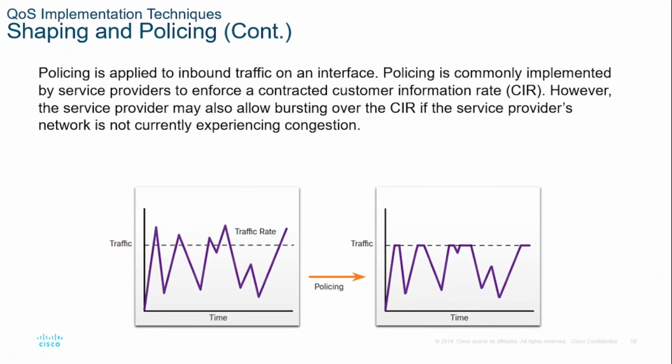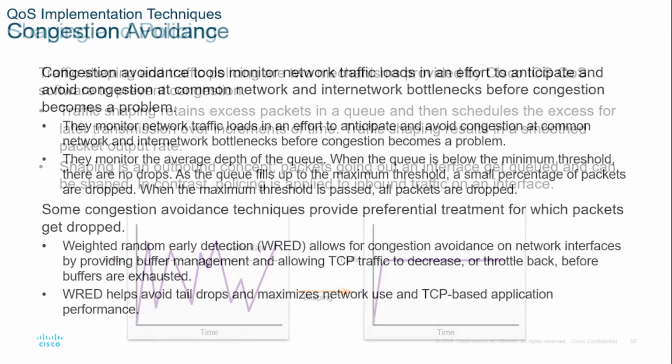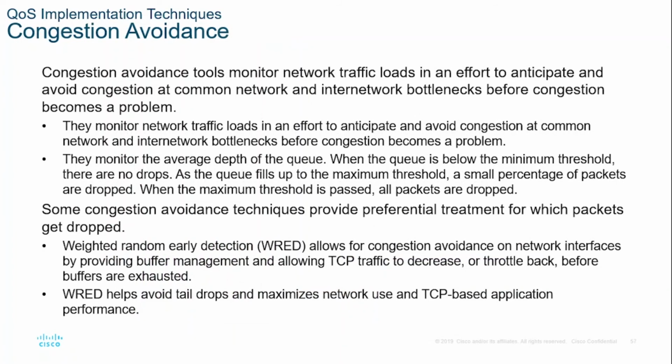Some congestion avoidance techniques provide preferential treatment for which packets will get dropped. For example, Cisco IOS QoS includes weighted random early detection, or WRED, as a possible congestion avoidance solution. The WRED algorithm allows for congestion avoidance on network interfaces by providing buffer management and allowing TCP traffic to decrease or throttle back before buffers are exhausted.